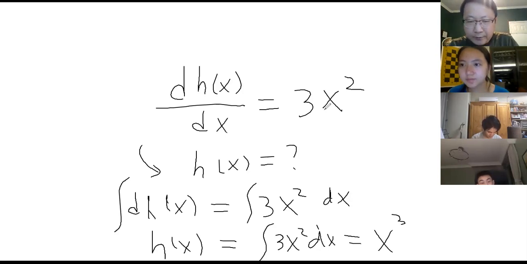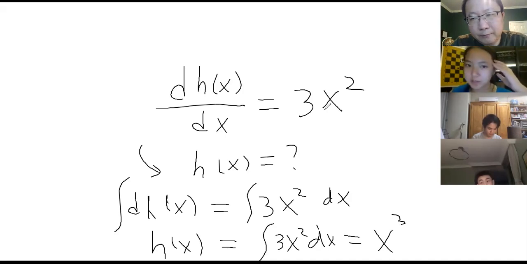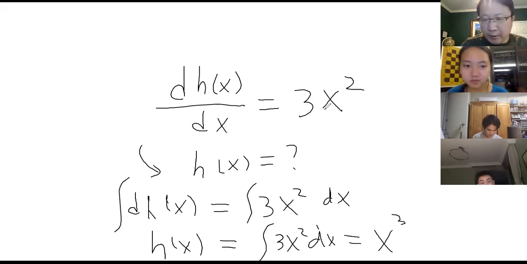Basic reverse process, okay? Can we do a few more examples? Yeah, sure. We can do a couple more examples here. We need some exercise, right? Frank, you're on?